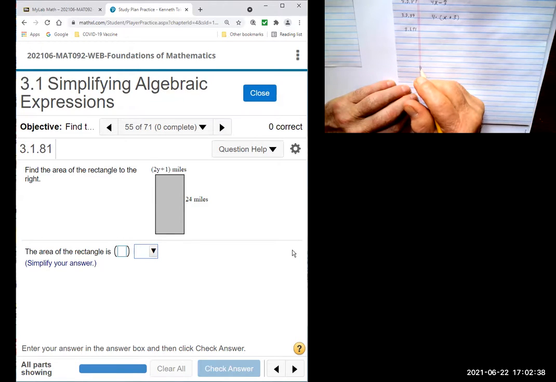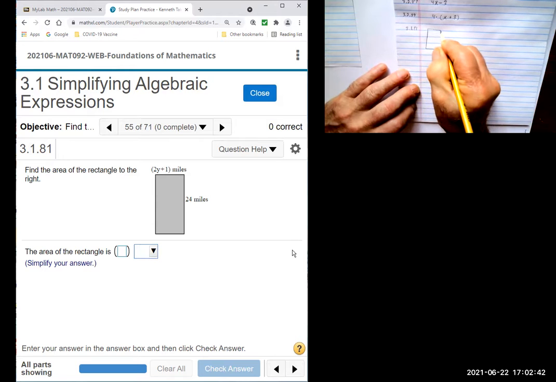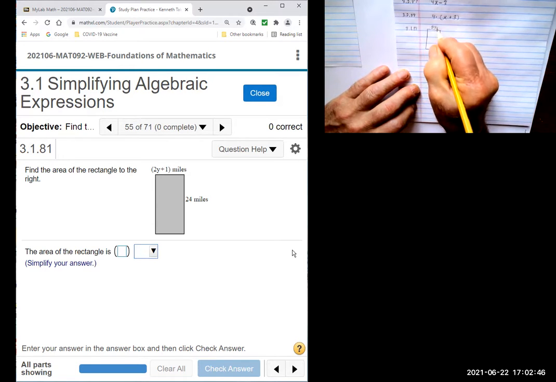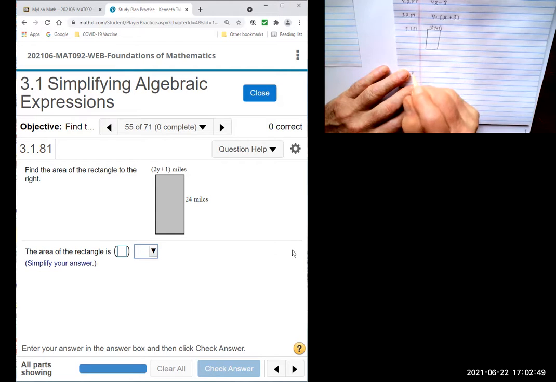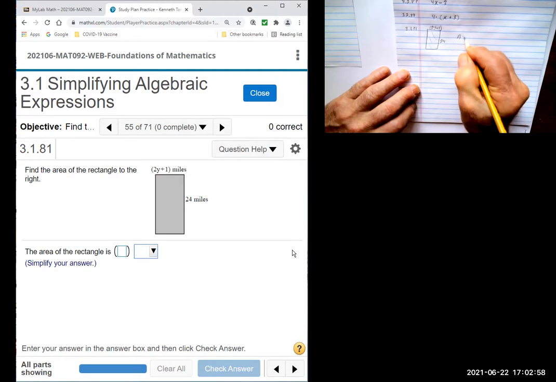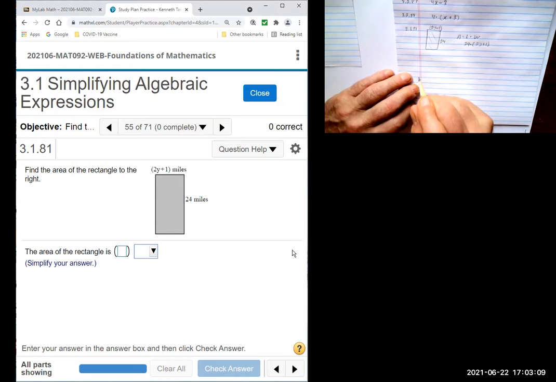We're asked to find the area of the rectangle. The rectangle, if I draw it, has a width of 2y plus 1, and I'll put it in parentheses. And it has a length of 24. If we're looking for the area, which is the enclosure, area is equal to length times width. The length is 24, and the width in parentheses is 2y plus 1. And we're asked to simplify.